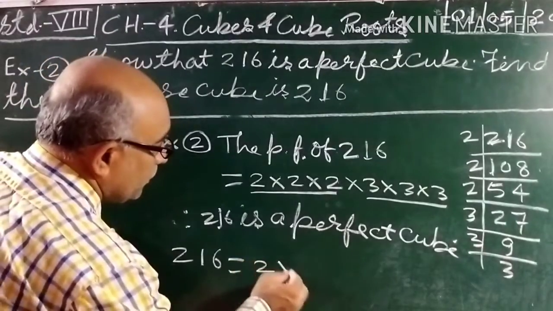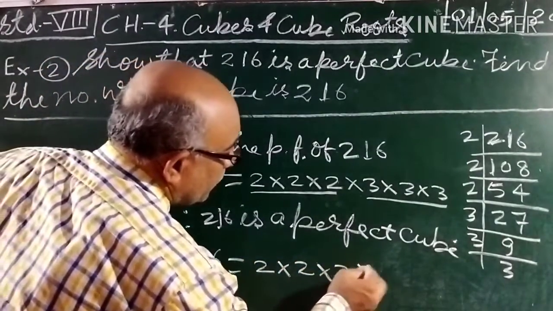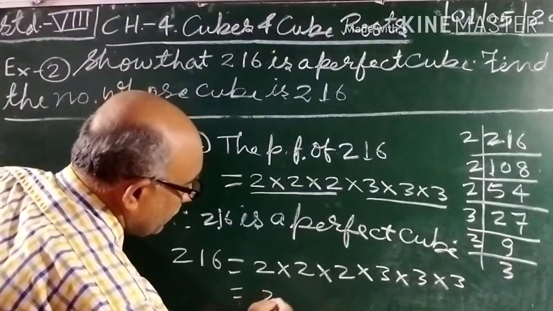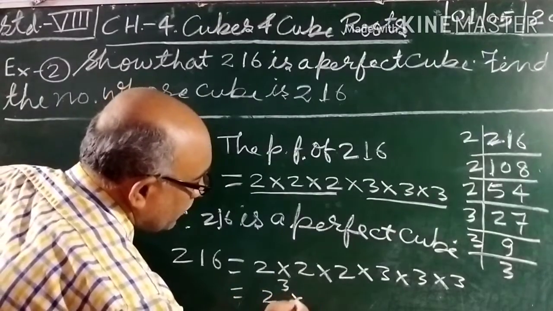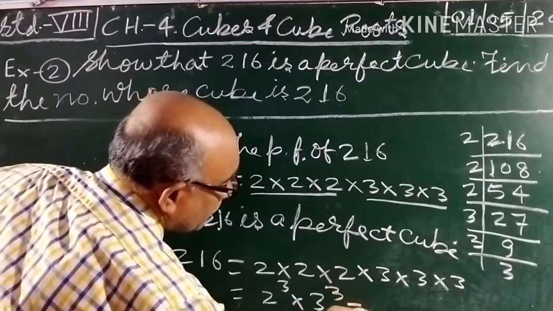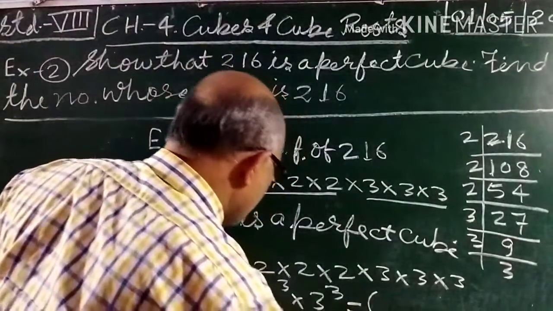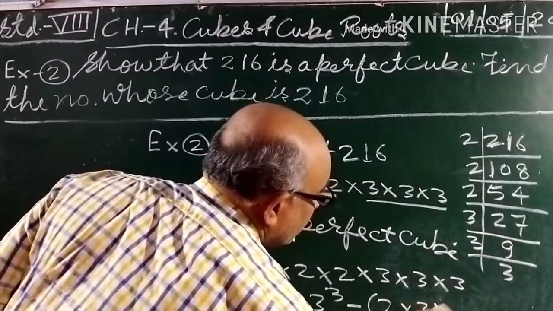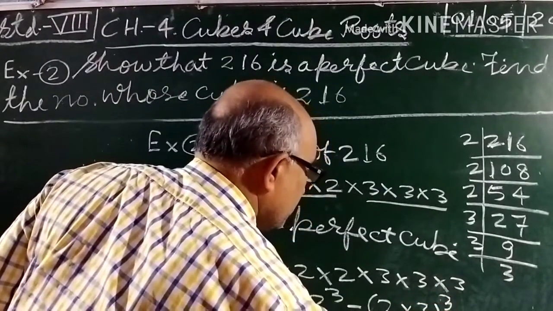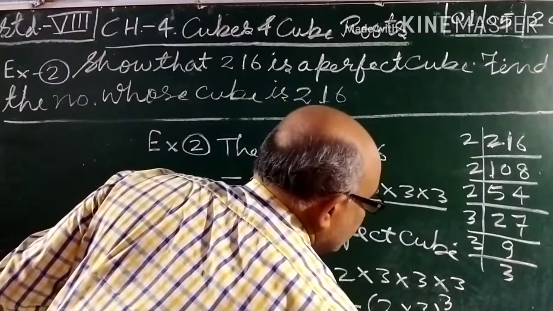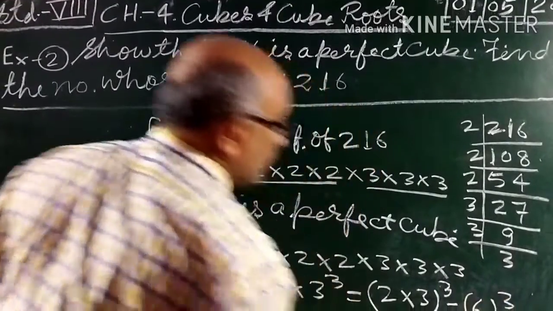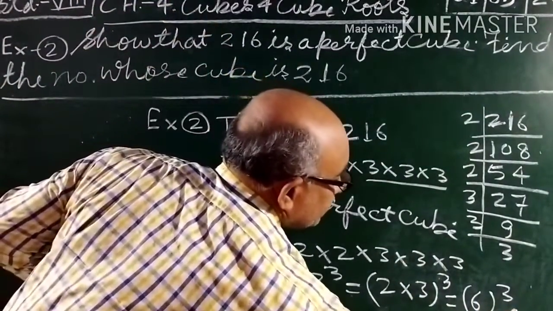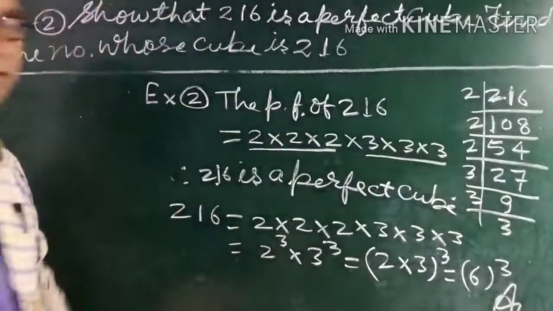Now 216 equals 2 into 2 into 2, 3 into 3 into 3. Now 2 to the power 3, 2 cube, into 3 cube. By the rule of exponent, 2 to the power 3 and 3 to the power 3, so 2 into 3 to the power 3. Now 2 3 is 6 cube. So 216 is the cube of 6. Answer. Right?